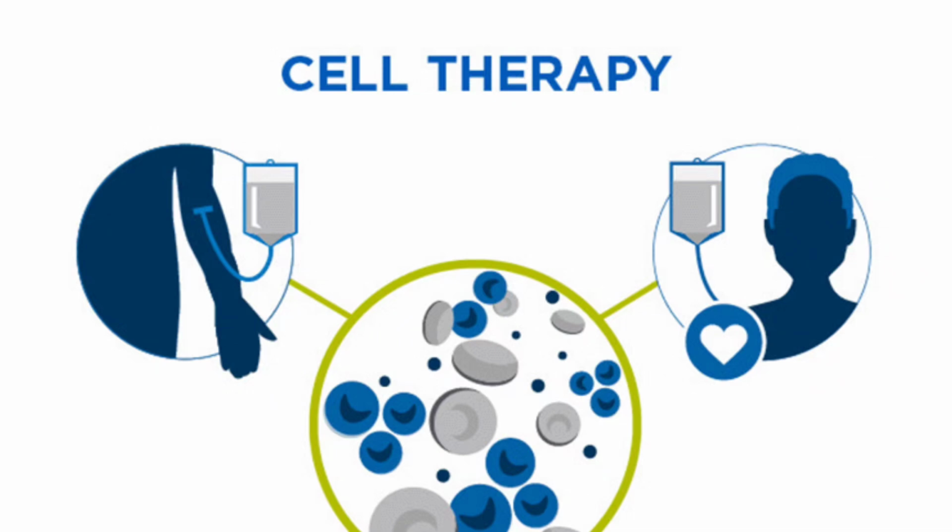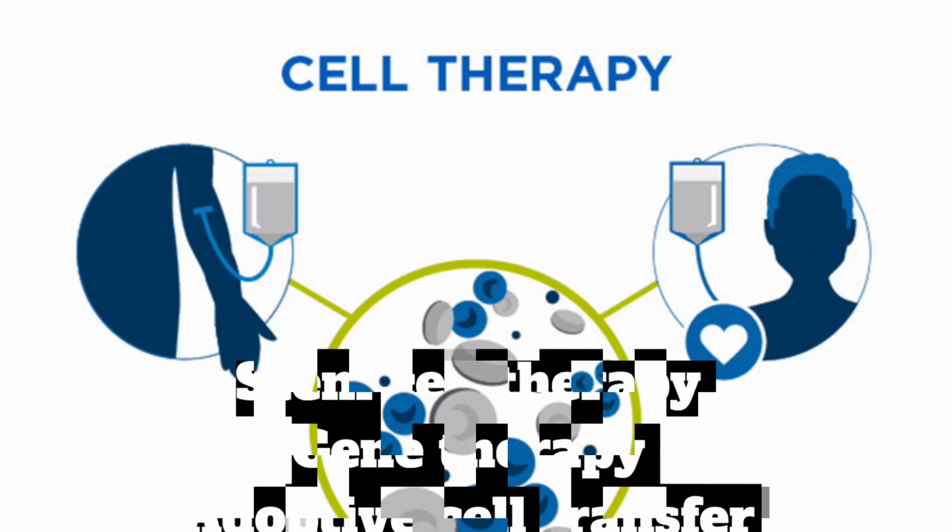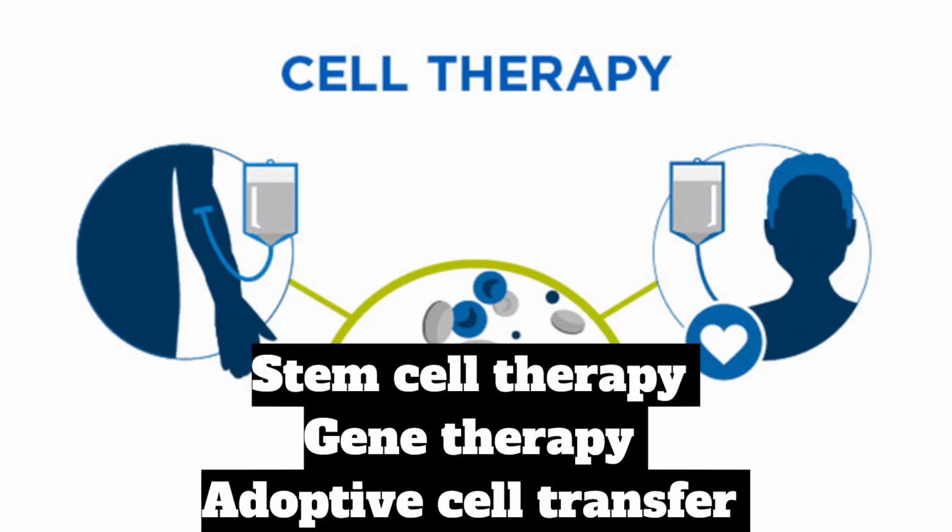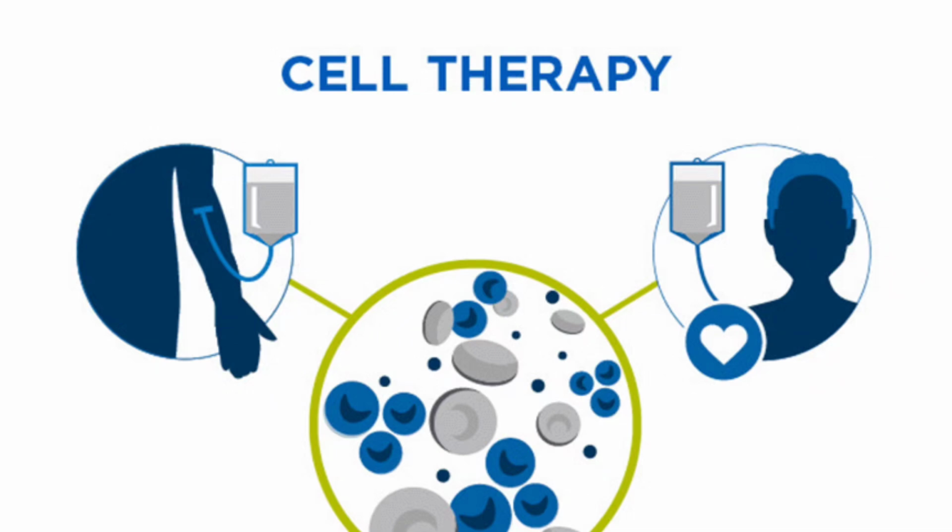So what am I trying to say? In cell therapy, you look at stem cell therapy, okay? Then you look at gene therapy. Now, remember, in gene therapy, depending on where someone's DNA can be isolated and all of that, as the case may be, you look at gene therapy. Now, you look at adoptive cell transfer. So what do I necessarily mean by adoptive cell transfer?